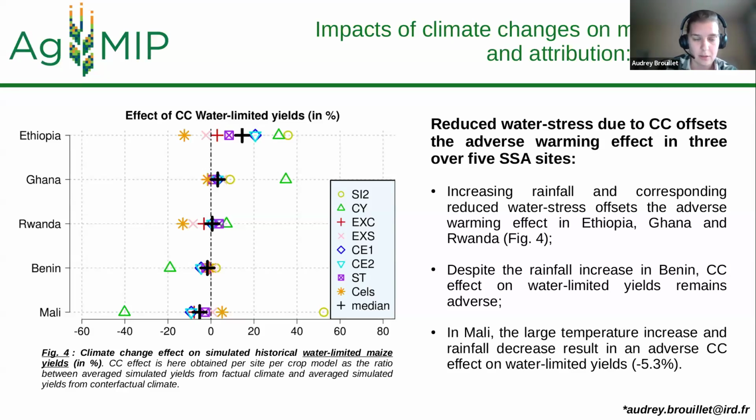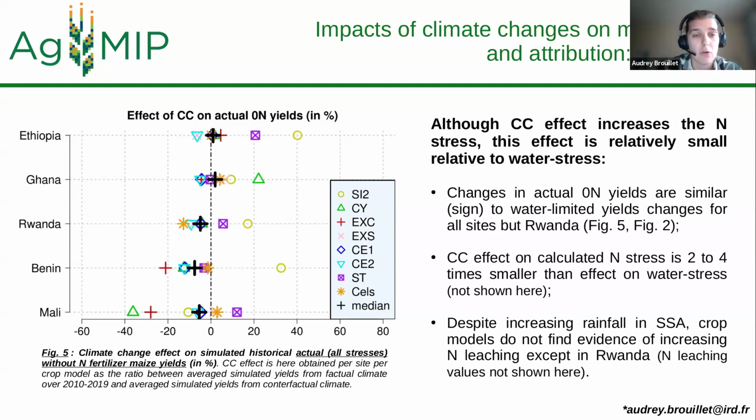And this is due to the increasing rainfall that offsets again the warming effects that we have seen on the potential yields just before. However, in a site like Benin here, despite an increase in rainfall due to climate change, it's not enough to counteract the adverse effect of the local warming. And in Mali, we've just seen that the rainfall was decreasing due to climate change. In addition to the adverse warming effect, climate change reduces by up to 5% the simulated water-limited maize yields.